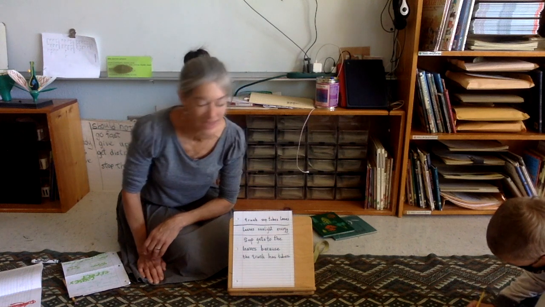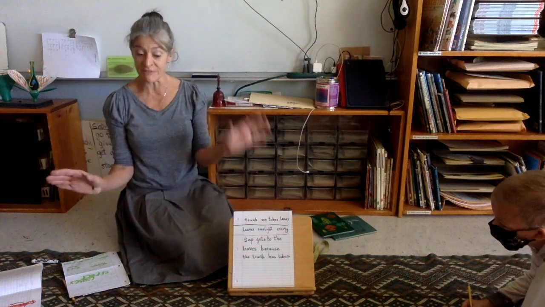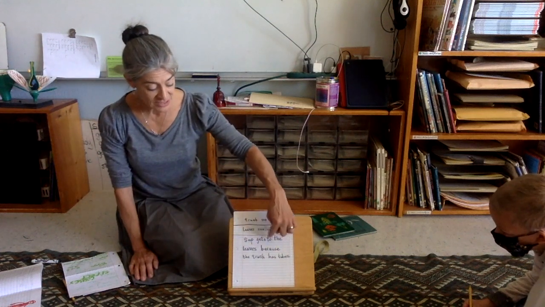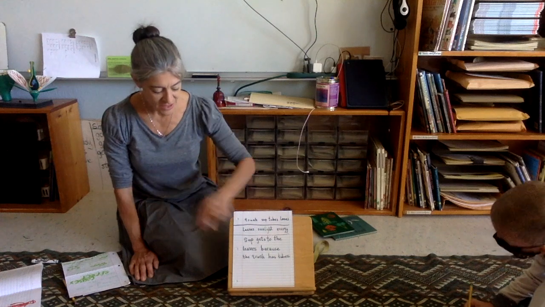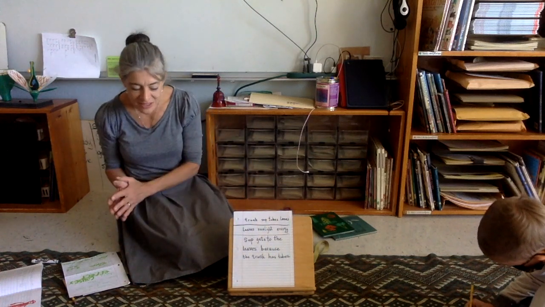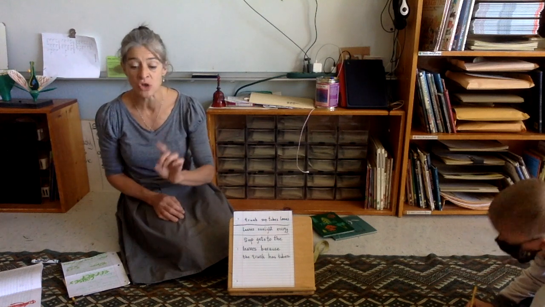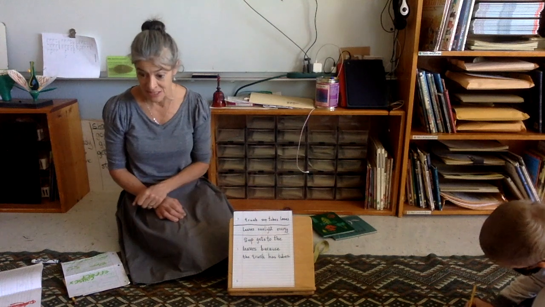Good, you guys. Okay. So our sentence, this is a cause and effect sentence. Sap gets to the leaves because the trunk has tubes. The cause is that the trunk has tubes. The effect is that the sap can get to the leaves. Isn't that cool?